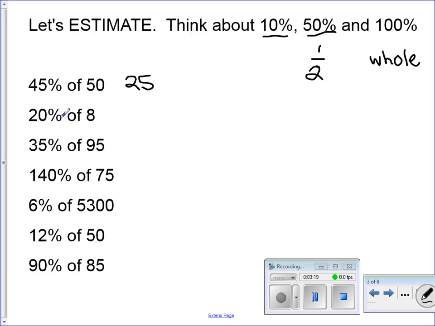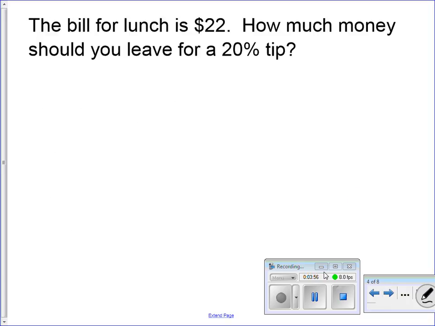20% of 8, well, 20% is closer to 10%, and I know 10% of 8 is 8/10. In fact, a quick trick here, if I take 10% and add another 10%, that gives me 20%. That's just a quick trick. And so on and so forth. So we've done these in class. When you're estimating, think about 10% of a number, half of a number, and all of it. Let's go on and take a look at an example.